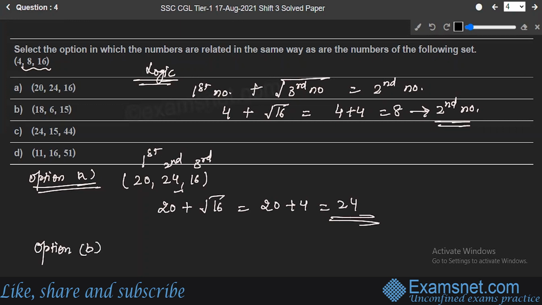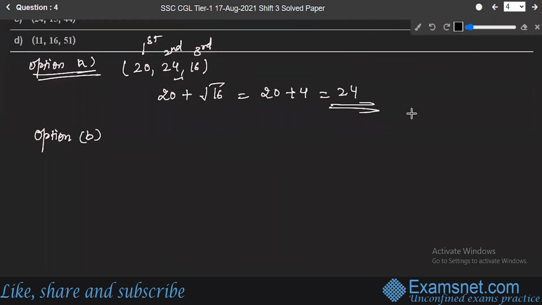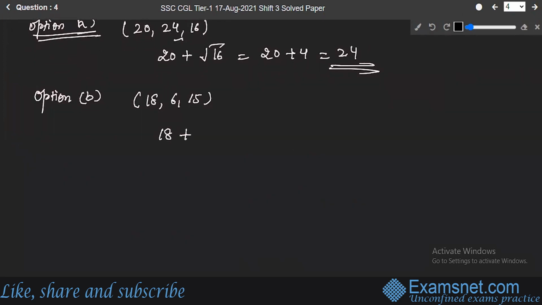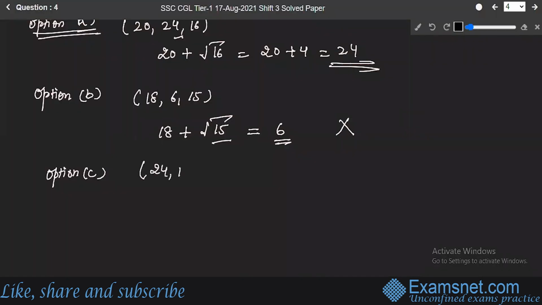Option B. So the given numbers are 18, 6 and 15. Not 5, sorry, it's 15. Yes. And it's 18, first number plus square root of third number, it should be equal to the second number. But 15 is not a perfect square, so this is not possible. Let's check option C. Option C is 24, 15 and 44. So first number plus square root of third number should be equal to 15. 44 is again not a perfect square, so this option is also incorrect.